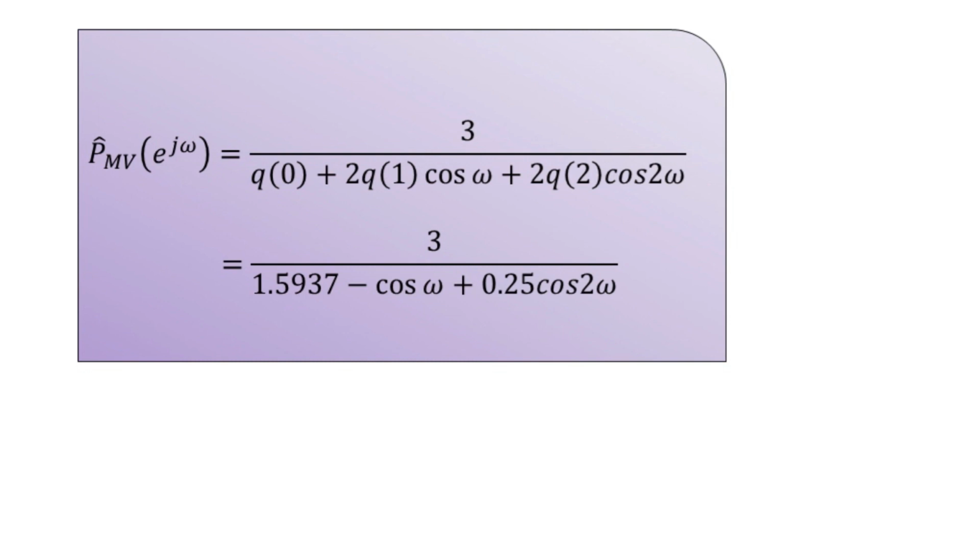So this completes our problem based on the maximum entropy method, where we have also accommodated the practice for the earlier method, minimum variance spectrum estimate here.